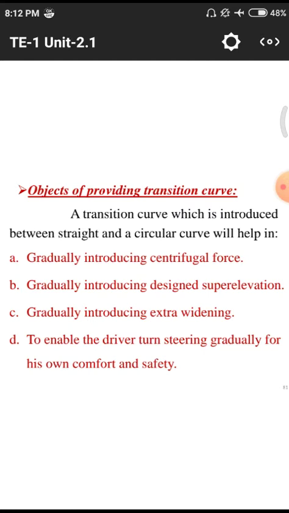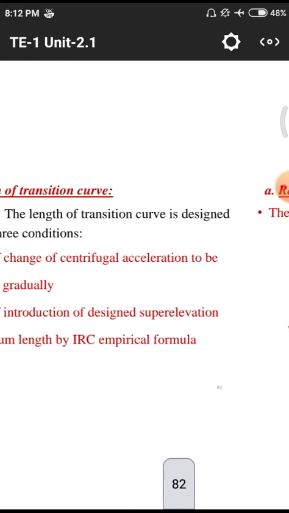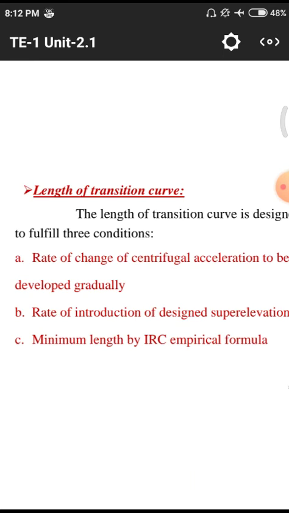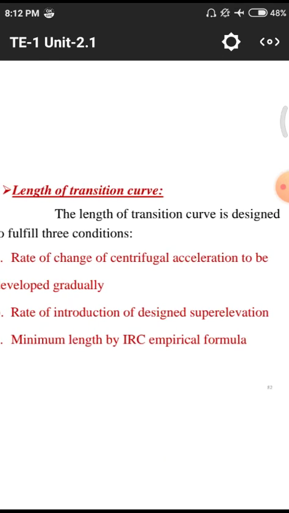Next one, driver safety, and he needs to move comfortably by rotating his steering or any other belongings of the vehicle. Okay, these are the objectives. Next one is the length of the transition curve.